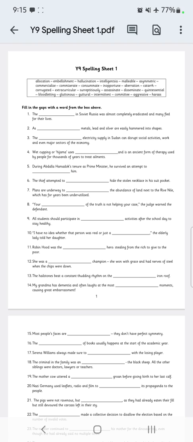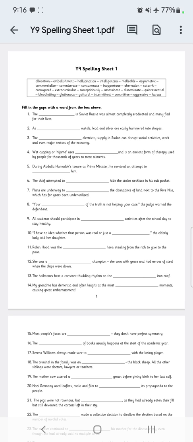Then we have surreptitiously, which means secretly. If you say someone surreptitiously had a look at the answer book, it means they looked secretly at the answer book. Then we have assassinate. To assassinate someone is to kill someone, right? Or to murder someone. It's usually used in a political context. So if you say the prime minister was assassinated, it means he was killed.